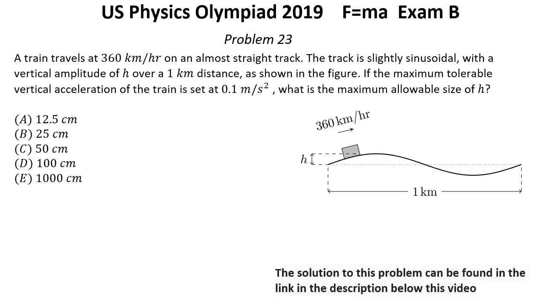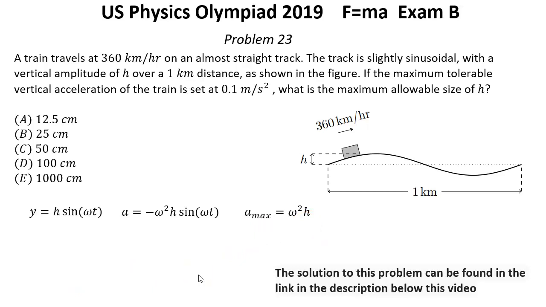Because this path is sinusoidal, we can write the equation for vertical motion. That will be y equals h multiplied by sine omega t. From here we can find the vertical acceleration. That will be negative omega squared h sine omega t. And the maximum acceleration will be omega squared h. And from here we can find the maximum height.